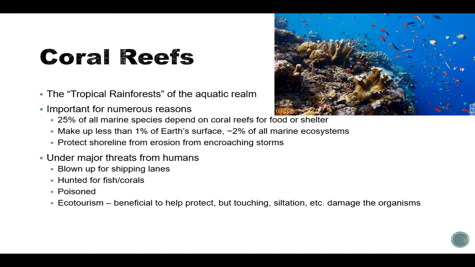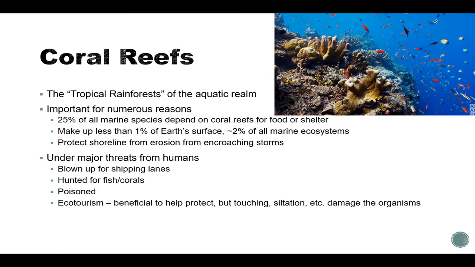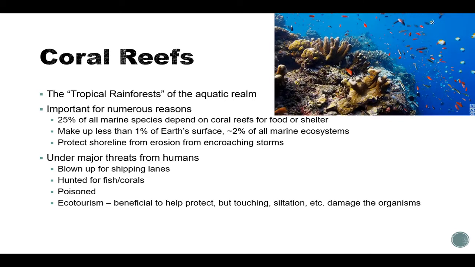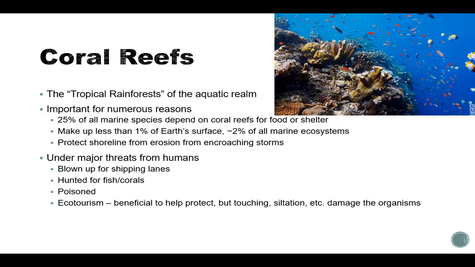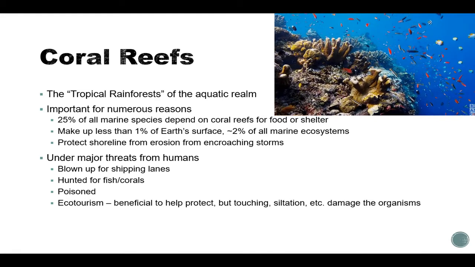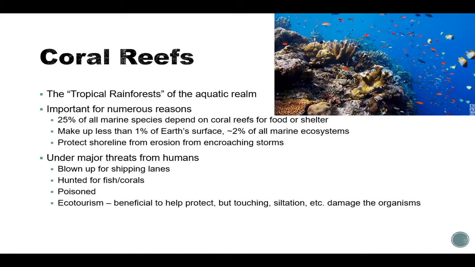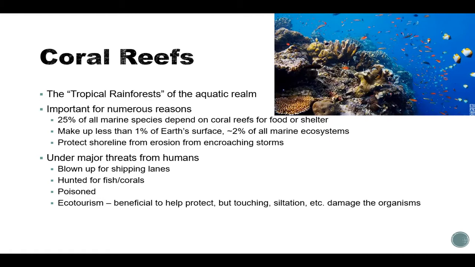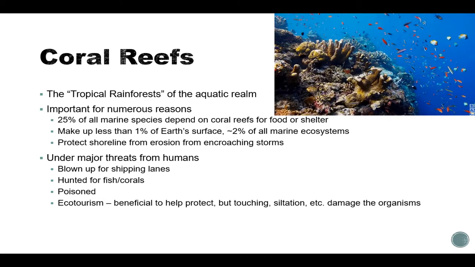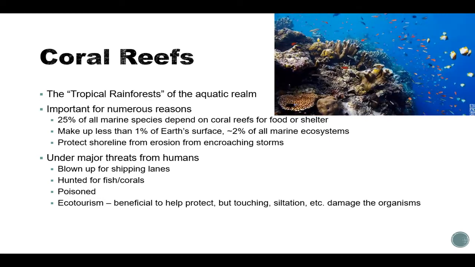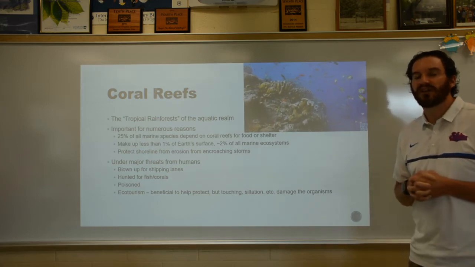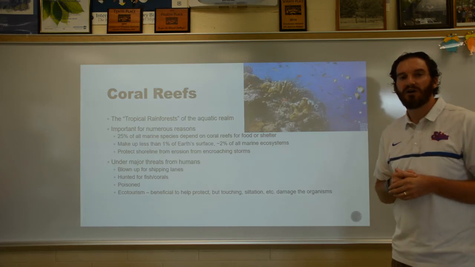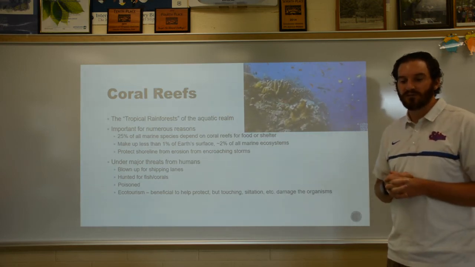So coral reefs, the tropical rainforests of the ocean. Coral reefs are home to 25% of the marine species, who will actually live there at some point in time in their life. Sometimes it's just for reproductive time. Sometimes it's for feeding, different things like that. So almost 1 out of every 4 aquatic organisms will find its way through a coral reef at some point in time. But yet they only make up 1% of the Earth's surface and less than about 2% of all of the marine ecosystems on the planet.